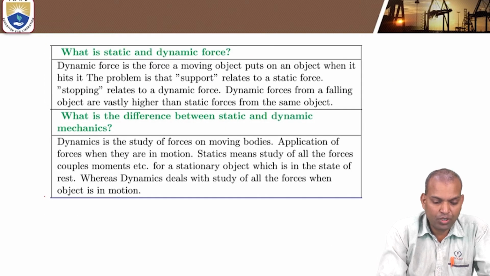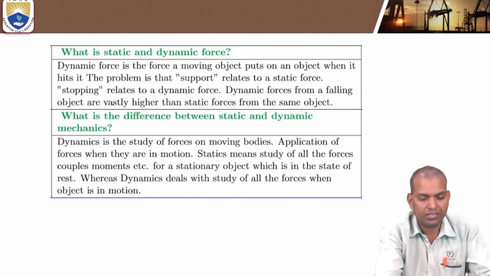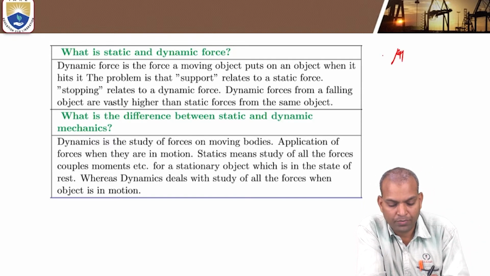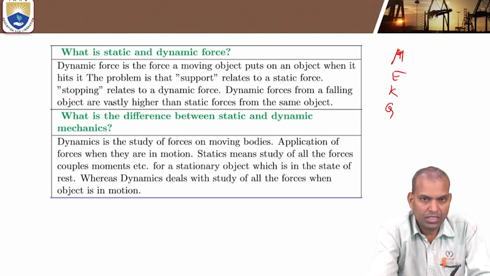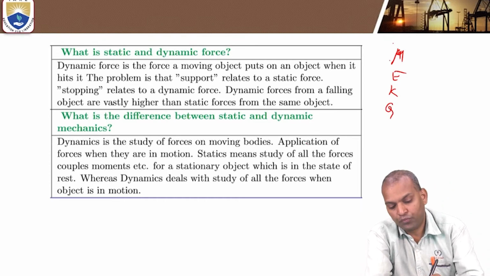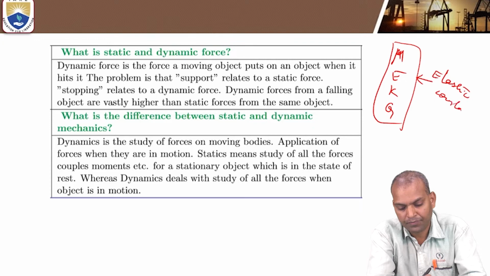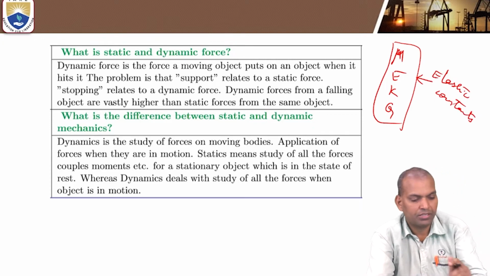In the case of modulus of elasticity, again it comes into the picture of elastic constants. What are the elastic constants? Mu, Poisson's ratio; E, modulus of elasticity; K, bulk modulus; and one more called G, the shear modulus. These 4 are known as elastic constants.